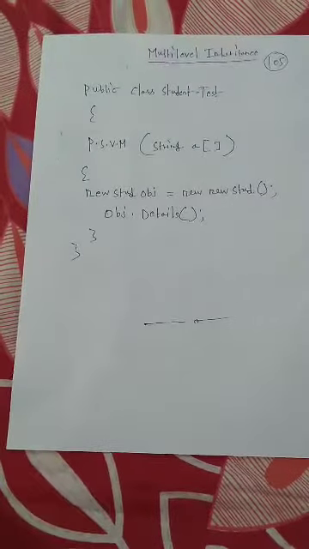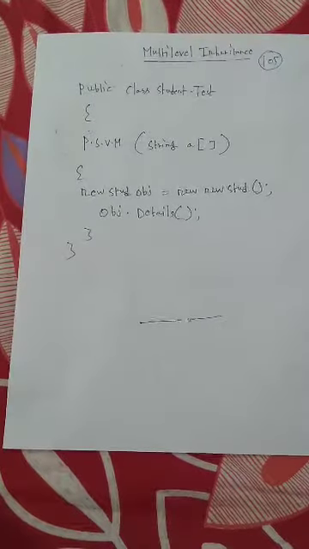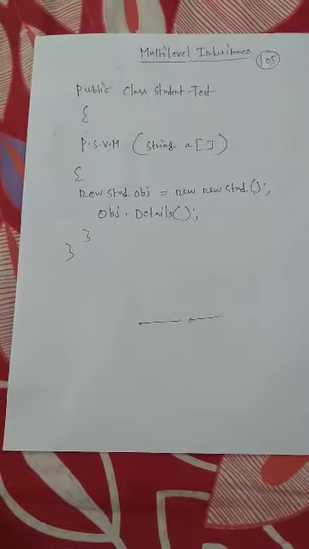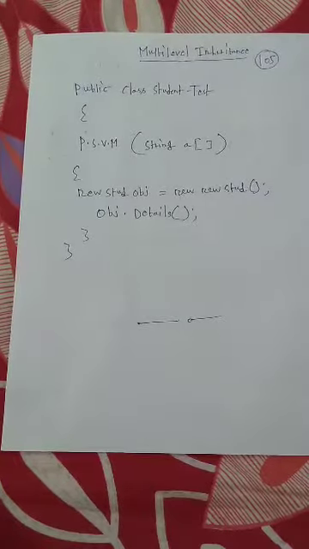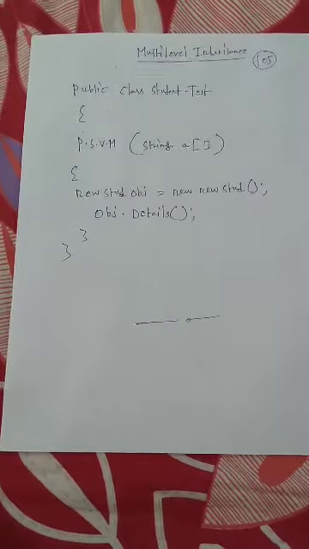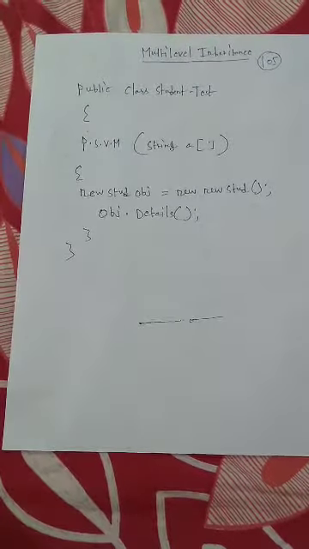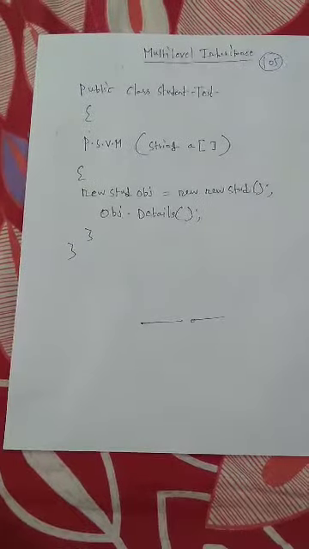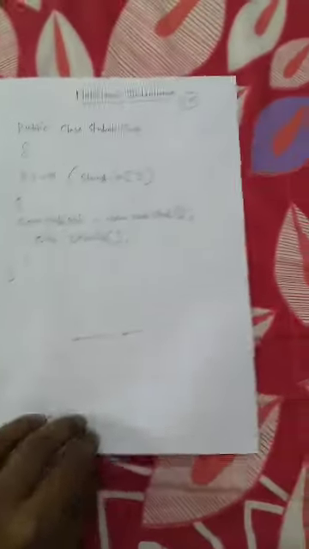Then we get public class StudentTest. Here one main class will be taken, and the main function will be called via public static void main. Here we create a NewStud object, and if you call object dot details, the object is created as obj, and you can call obj dot details, then you can get the result.